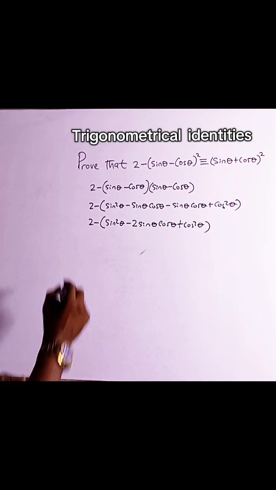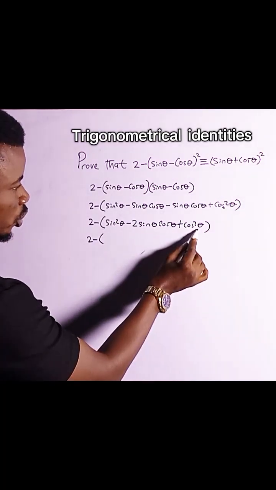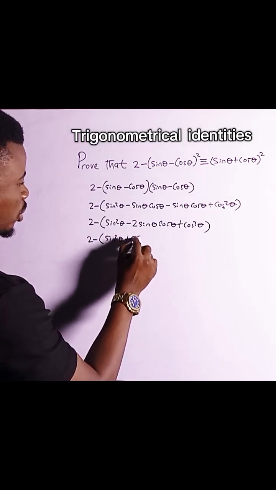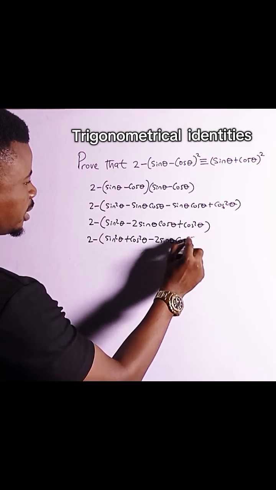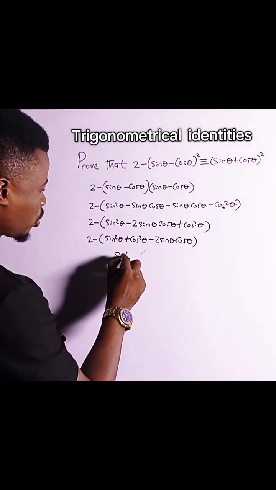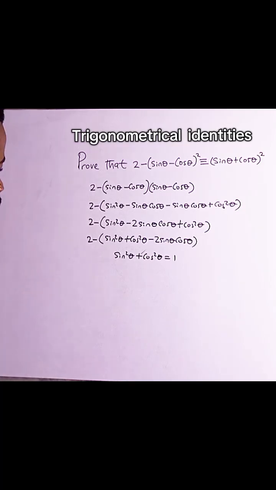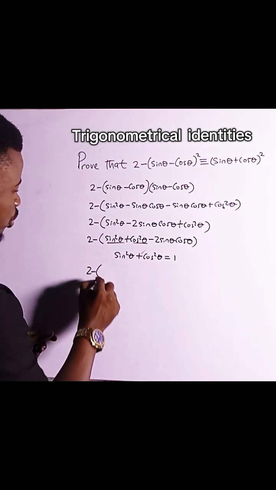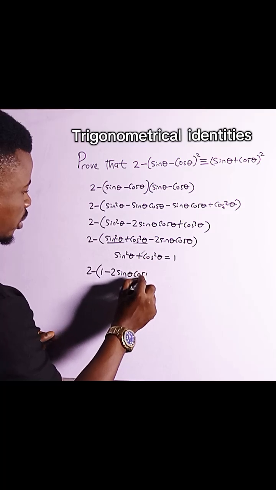Now what can we do? Now you can have something like this: 2 minus, now I'll bring this cos square theta together with this, it becomes sine square theta plus cos square theta minus 2 sine theta cos theta. Now if you recall from trigonometry, sine square theta plus cos square theta is equal to 1. So I substitute 1 for this expression here. So it becomes 2 minus what? 1 minus 2 sine theta cos theta.